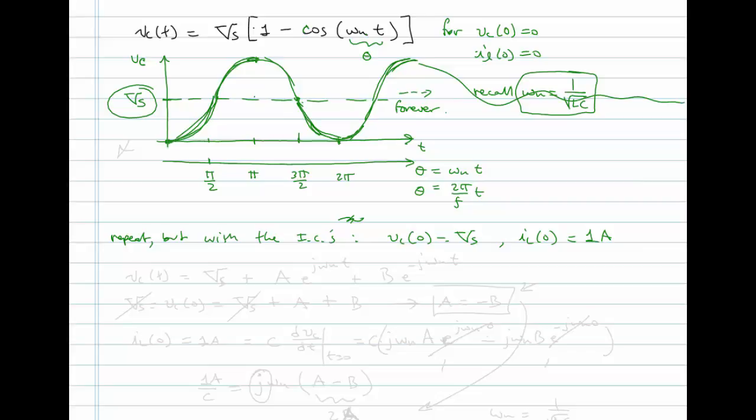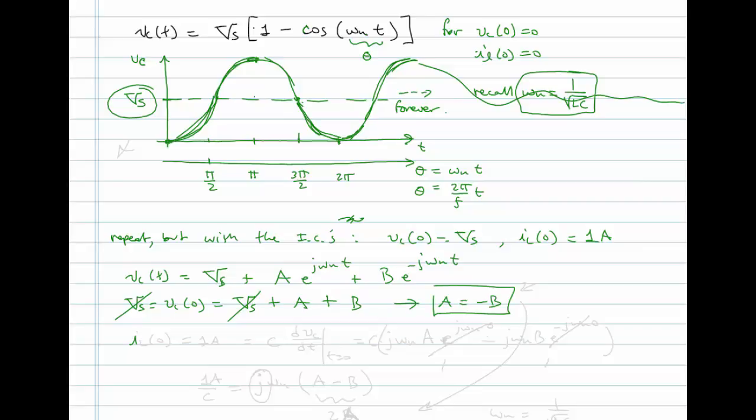So we have to return to our complete solution, where we have the particular solution plus our A e to the j omega n t plus B e to the minus j omega n t. And now we're going to plug that in. We're going to plug in 0 for time and satisfy our initial condition for capacitor voltage. So we'll have Vs is equal to Vc of 0, which is equal to Vs plus A plus B. Remember, the exponents cancel out. In this case, these cancel, and we'll have that A is equal to minus B.